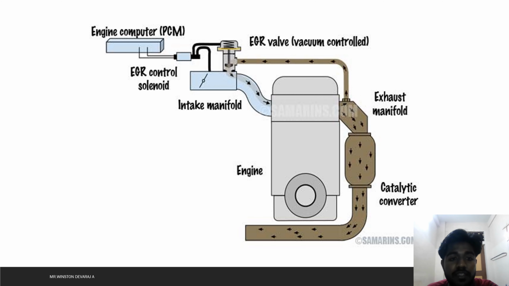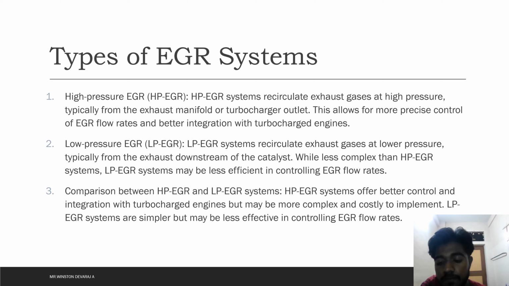Here you can see the engine computer and the solenoid that controls how much air should be recirculated into the engine and how much should go outside of the car through the exhaust manifold and the catalytic converter. The catalytic converter is also an important component to reduce pollutants getting out from the engine to the atmosphere. There are different types of EGR system: high pressure EGR system, low pressure EGR system, and a combination of high pressure as well as low pressure EGR system.